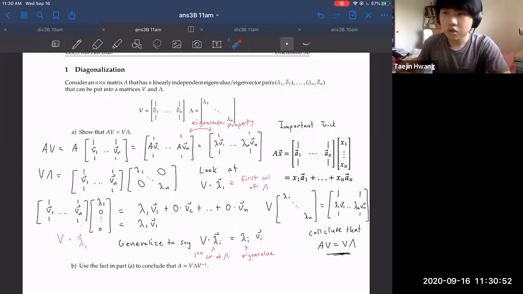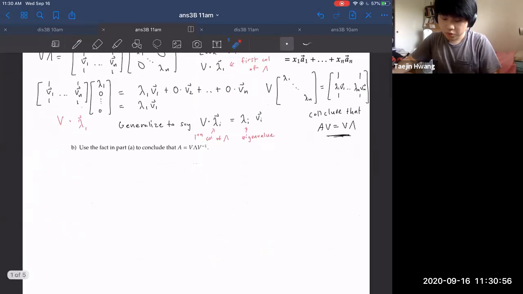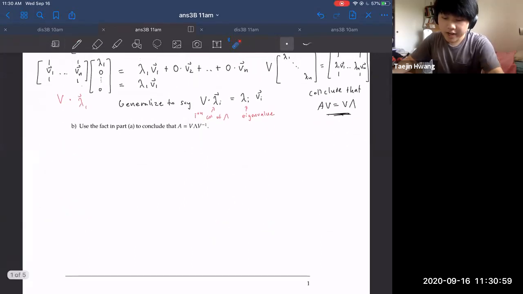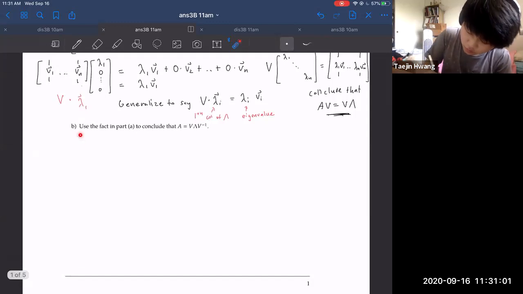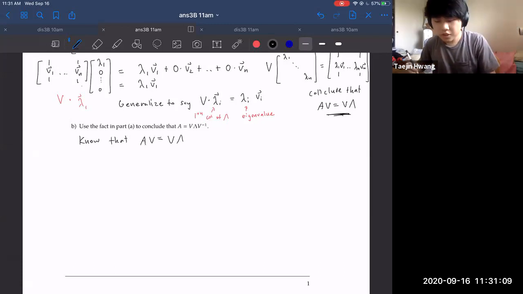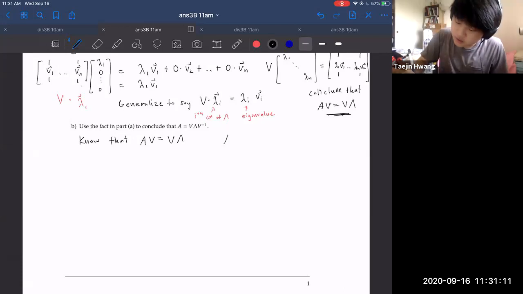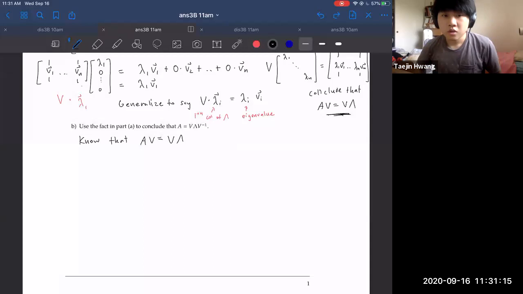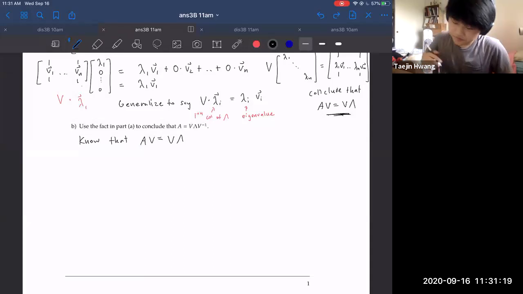Okay, if we don't have any questions, let's move on to the next part, which says use the fact in part A. So we already know that AV is equal to V lambda, and use this to show that A is equal to V lambda V inverse. And really, all we need to do here is take an inverse, but how do we know V is invertible?